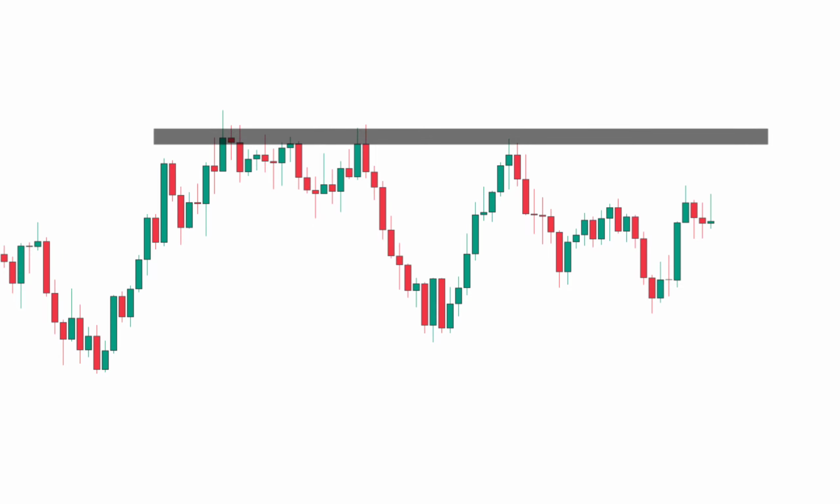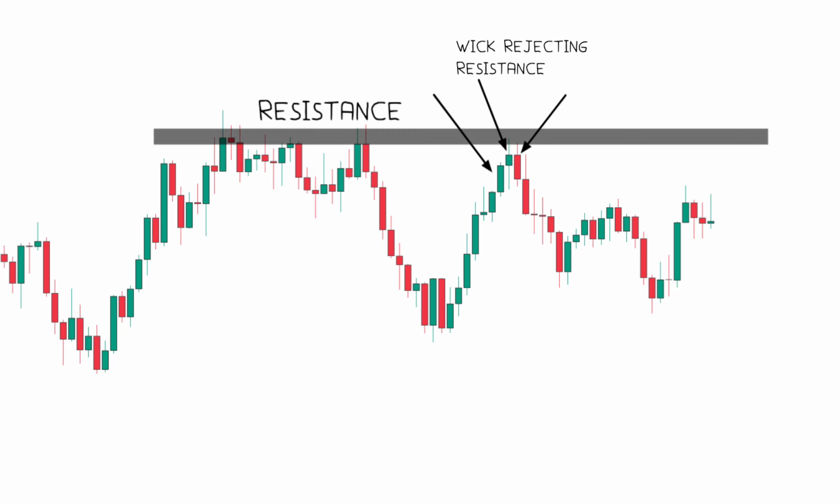Here's the CAD/Swiss. Again, we have 3 rejections of this level before it reversed downwards, which makes this a key level of resistance. As price approaches this level again, we have a big green candle, a smaller green candle, where the wick is also rejecting resistance, and then an even smaller candle, which is a red bearish candle. As you can see, price reversed downwards.